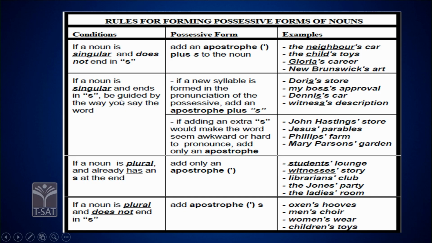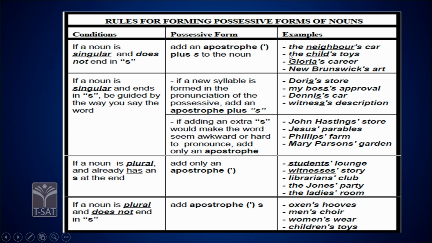Now, there are certain rules which you can see in this table, rules for forming possessive forms of nouns. Here is the condition and how the possessive form is going to be formed, with some examples. If a noun is singular and does not end in s, what is the possessive form that we are going to have? Simply add an apostrophe plus s to that root noun.